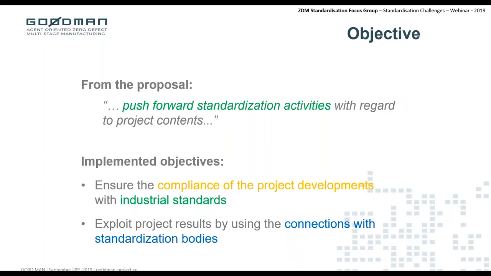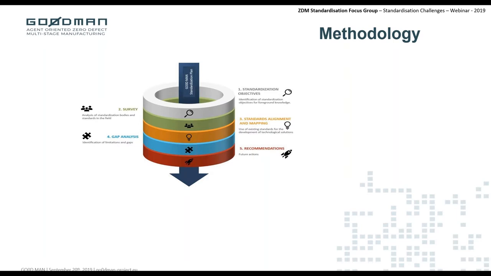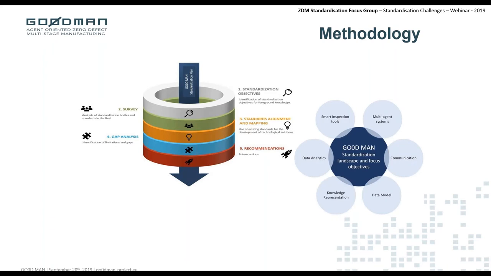Aiming at this idea, a methodology was developed that comprised five steps. The first one, trying to identify the standardization objectives. The second one, make a survey about what are the existing standards in the field. The third is related to making alignment and a kind of compliance of the standards in the solutions developed during the Goodman project. When we are developing, we also identify some analysis about the gaps and limitations of these standards, and this allows us to derive some recommendations for future actions and go to the standardization bodies in order to support future adoption.